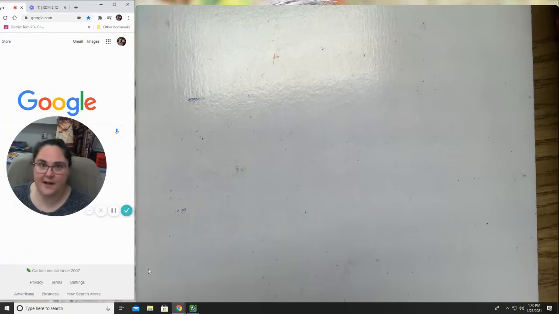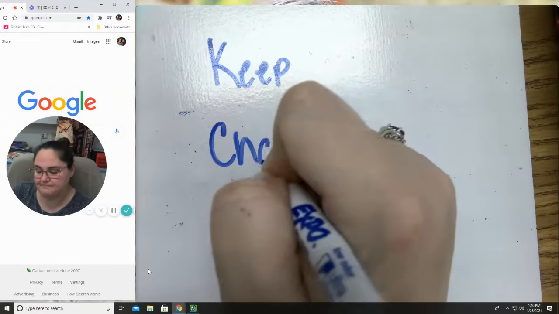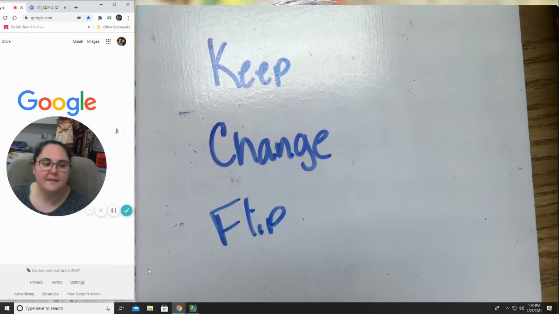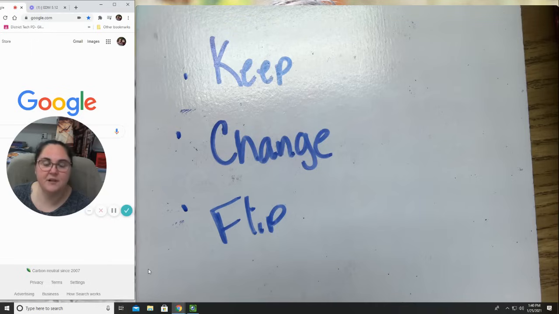When you're dividing fractions, you're going to do a simple thing called keep, change, flip. Keep, change, flip. 3 steps in order to divide by fractions.